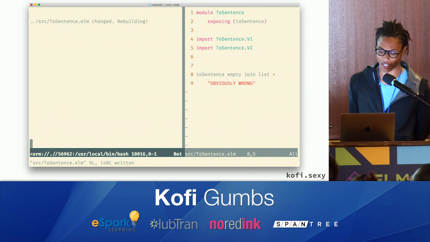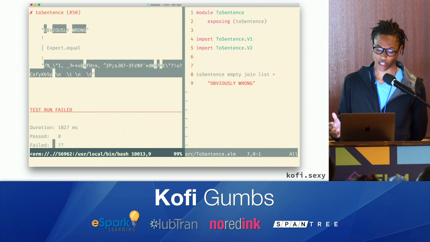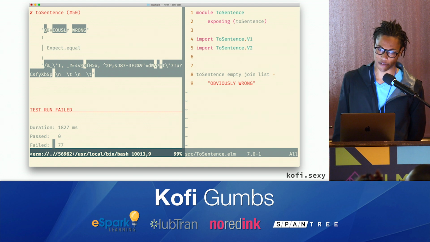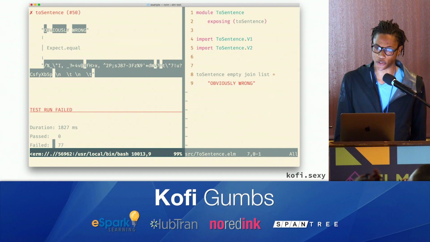If I change it to something obviously wrong, then Elm test will rebuild my project like it normally does, and all of my tests will fail. Since the snapshot is a regular test module, you get the expectation, and you see that it's comparing obviously wrong to a bunch of tricky strings, which is what fuzzers are all about, generating values to break your code.